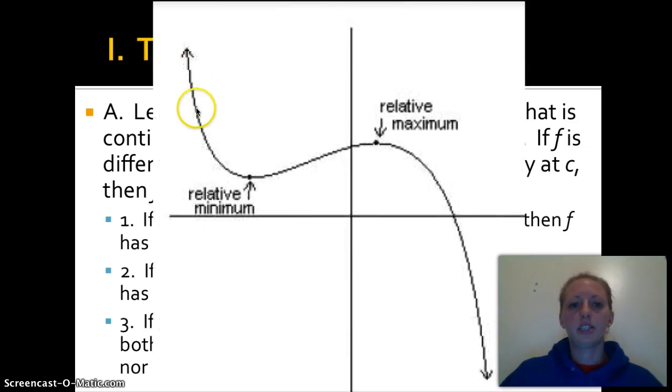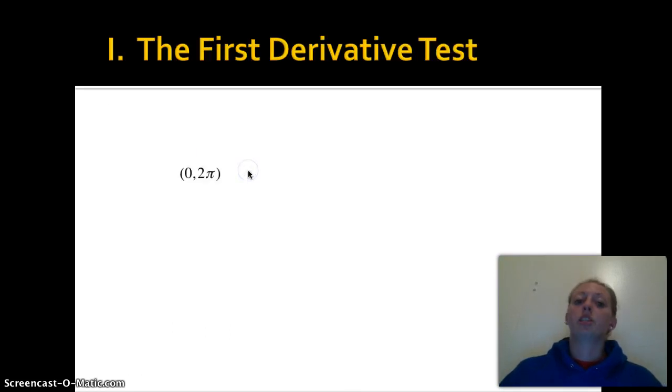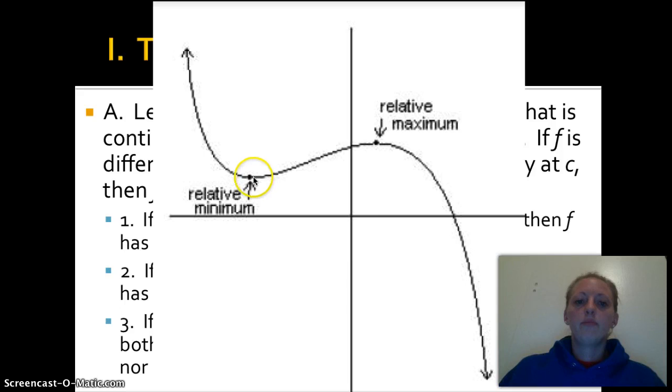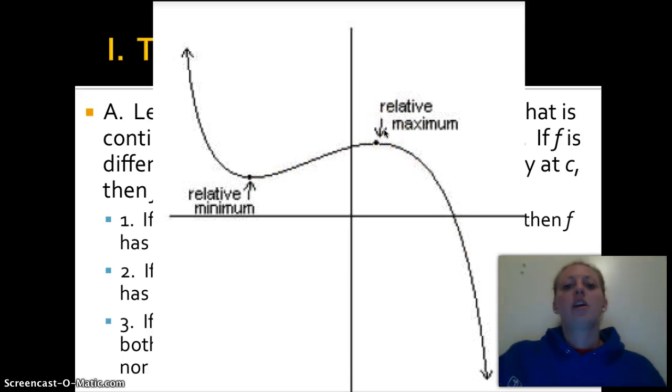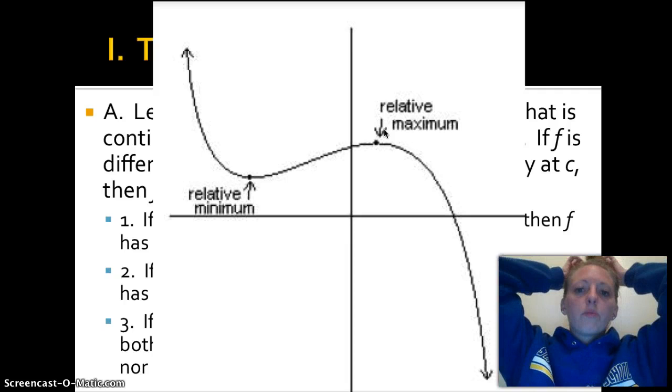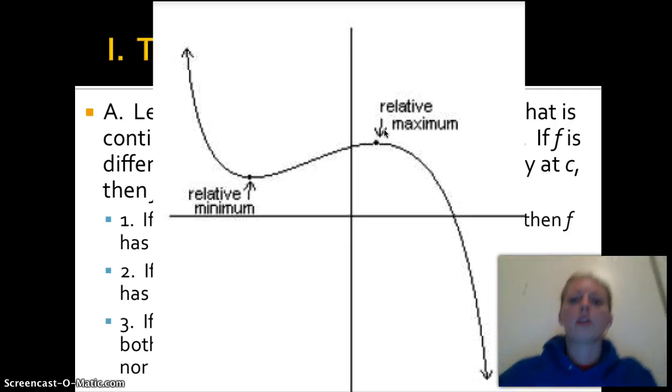So it decreases, and right at this point is where it changes, and then it increases. So decreasing to increasing gives you a min. Increasing to decreasing gives you a max. So at that point is where you have a relative max and a relative min.